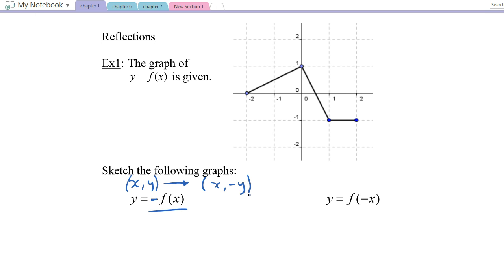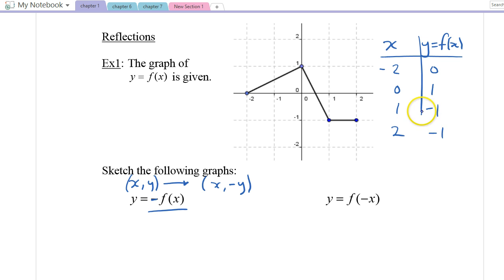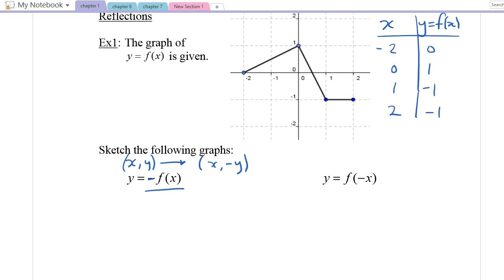So let's consider first of all on our original graph what our x and our y, or f of x, values are. We have an x of -2, that's this one here, and then y is 0. We have an x of 0 and a y of 1. We have an x of 1 and a y of -1, and we have an x of 2 and another -1. So in this y is equal to the negative f of x, we're going to keep the same x values, but our y values are going to be multiplied by -1.